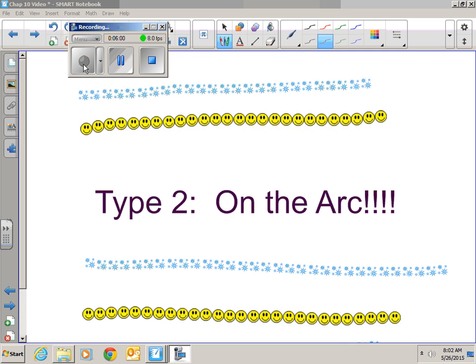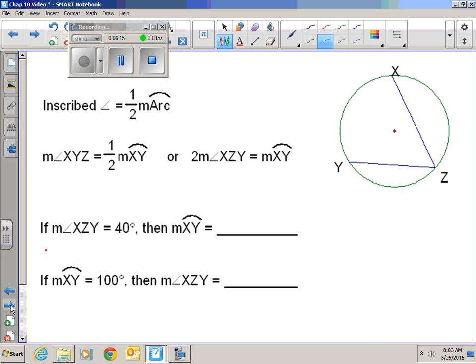Our second type of special angle on circles is type 2, where the vertex is on the arc. One of these types of angles you already know about because we've already used it. The first one is the inscribed angle. You already know that the inscribed angle is always equal to half the measure of its arc. So if this is x, the arc is going to be twice as big, 2x. We know that because we've done that in previous lessons.